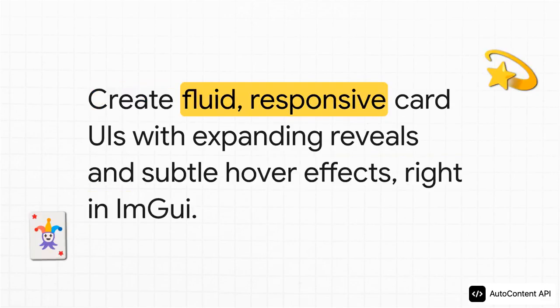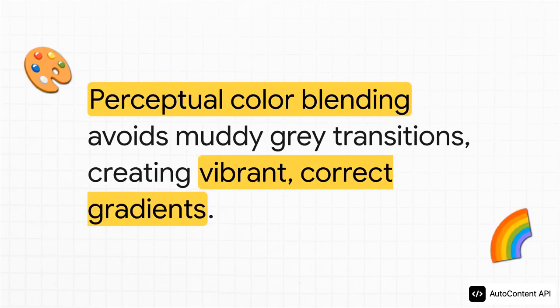Think about all the modern apps you use. Those fluid, responsive card UIs are absolutely everywhere. IMAnim brings that same level of polish right into the ImGui ecosystem. We're talking expanding cards, subtle hover effects, and smooth transitions that just feel premium. And let's not forget the little details that separate good from great. This isn't just about movement. Using perceptual color spaces means when you animate from, say, blue to yellow, you don't get that ugly, muddy gray color in the middle. You get a vibrant, visually correct gradient. It's a small detail that makes a huge difference in how professional your UI feels.